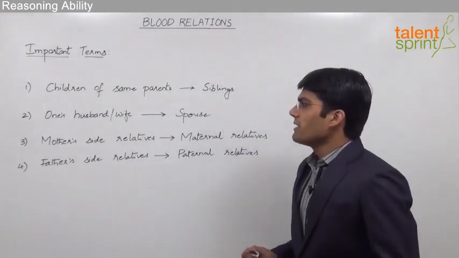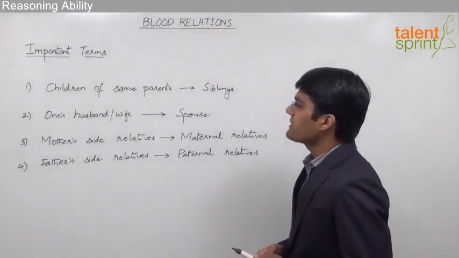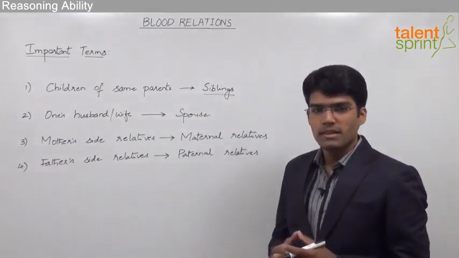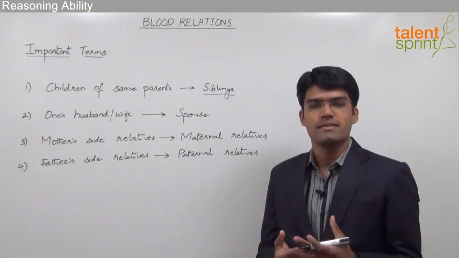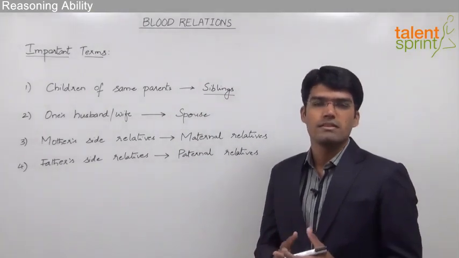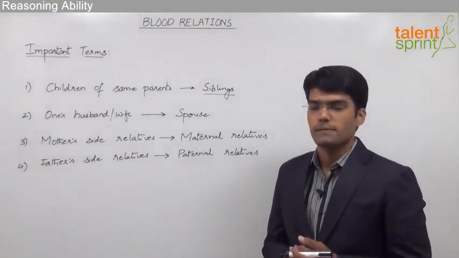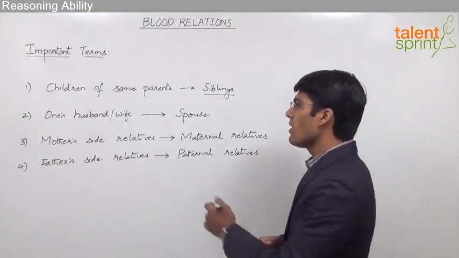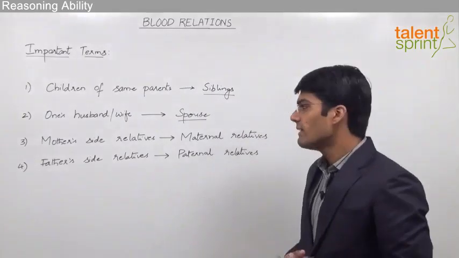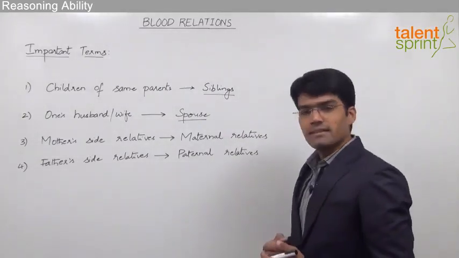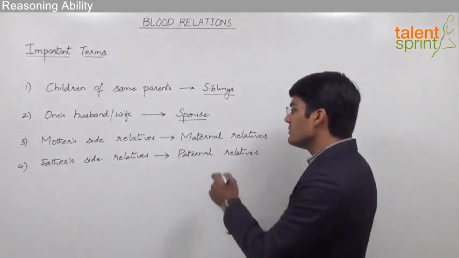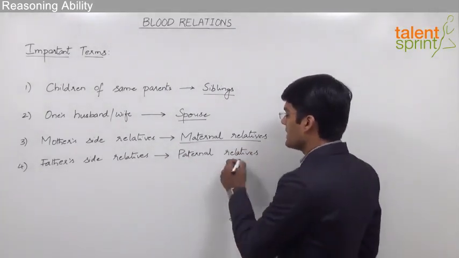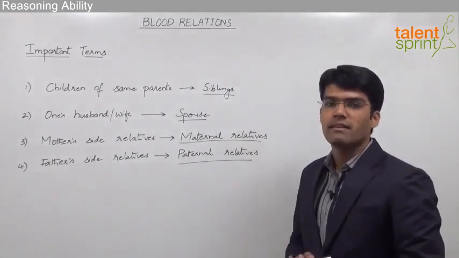The first point here which we need to understand is children of same parents are called siblings. For example, if a couple has got 3 children, or let's say 2 children, the 2 or 3 children there are called siblings together. The second point is one's husband or wife is called spouse. The third point is mother's side relatives are all known as maternal relatives, and the next one is father's side relatives are all known as paternal relatives.